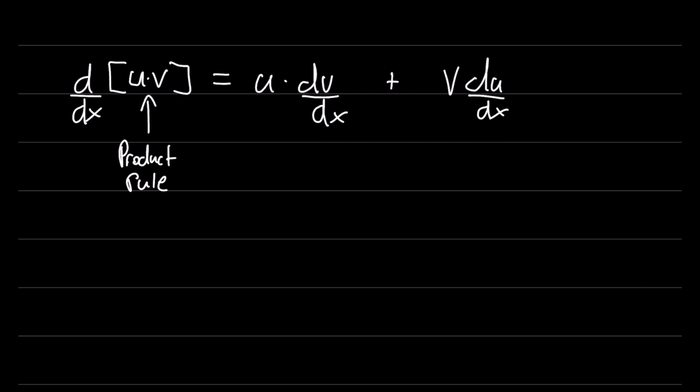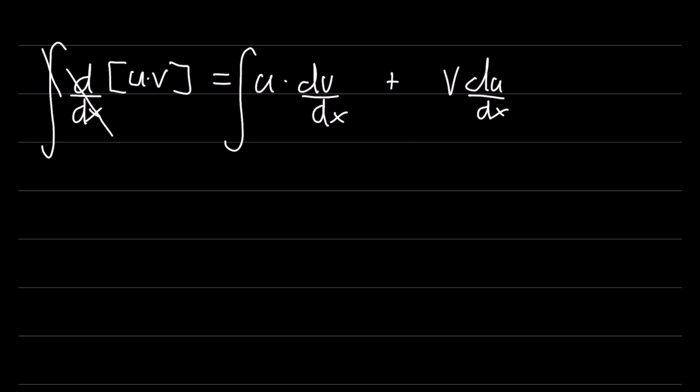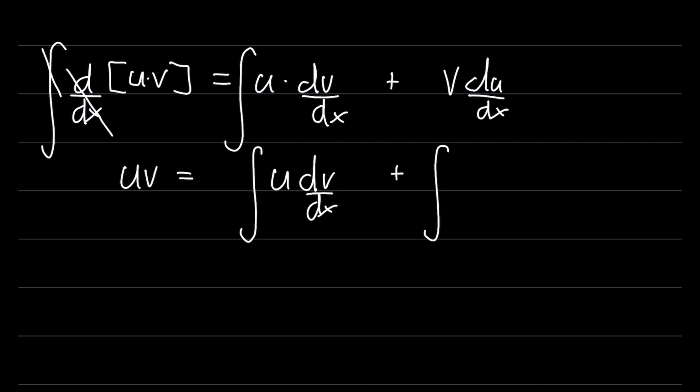but this is just the foundation of integration by parts. The foundation so far is just the reverse of this process: integration is the opposite of differentiation. So if we took the integral of both sides, these two things will cancel out, right? Because the integral of a differential cancels out. So we're going to have uv, or u times v, is equal to the integral of u dv by dx plus the integral of v du by dx.